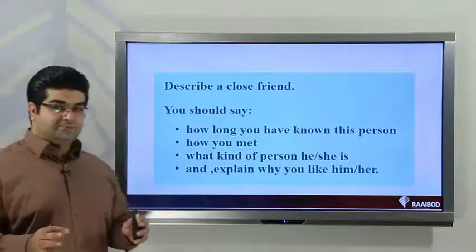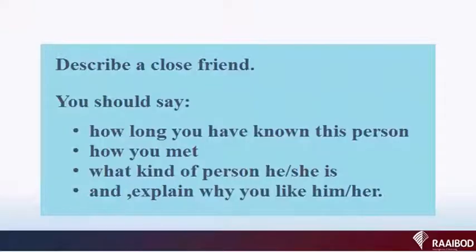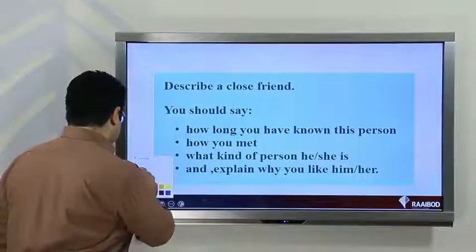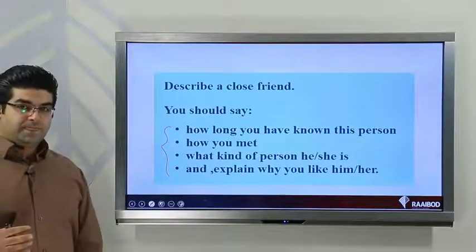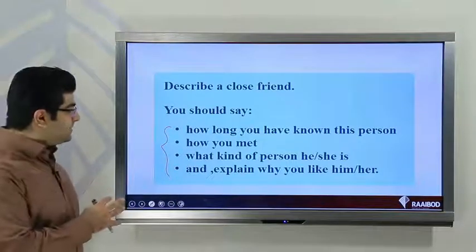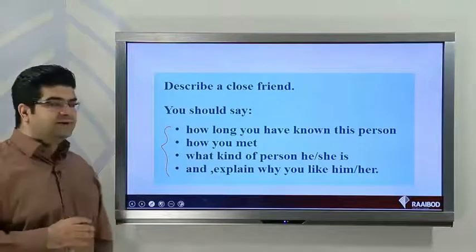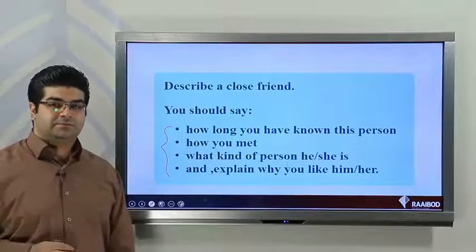Let me read it. Describe a close friend. You should say how long you've known this person, how you met, what kind of person he or she is, and explain why you like him or her. Look at these questions. You know, they're indirect questions. But look at them and tell me, what kind of tenses do you see here?